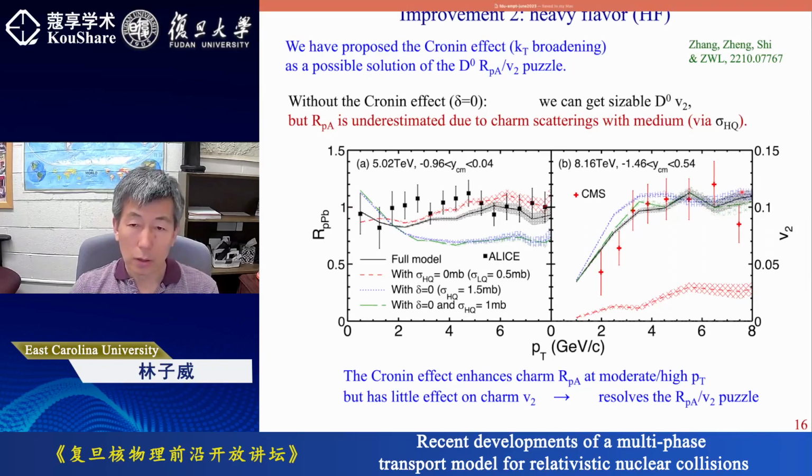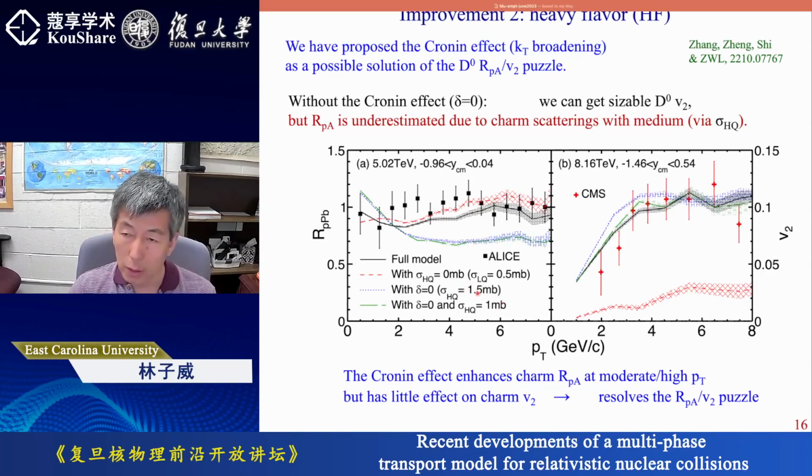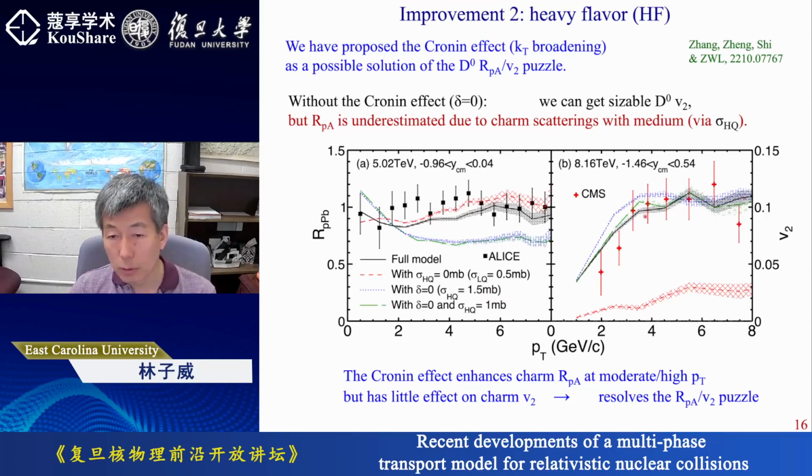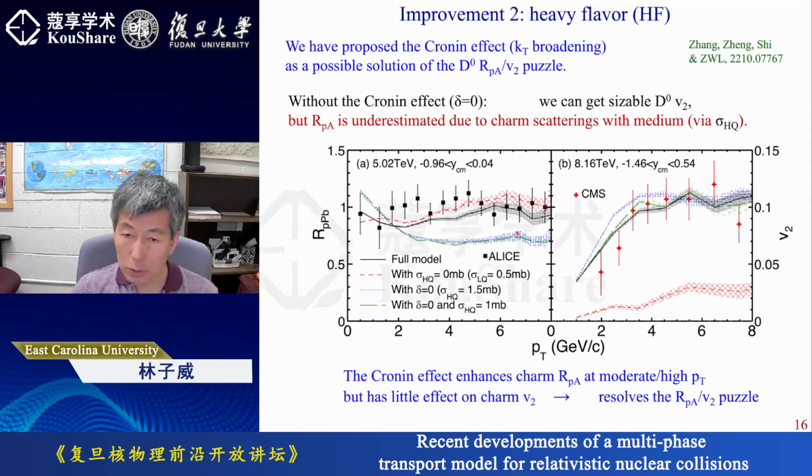And normally, if we want to get a sizable v2, we need parton interactions for the heavy quark. For example, a heavy quark interaction with the light quarks at the magnitude of 1 millibarn or 1.5 millibarn in the parton cascade will give us a reasonable description of the D meson v2. However, if you have these interactions of the heavy quark, you will have the kind of jet quenching effect, which will suppress the charm pT spectrum at moderate to high pT, as we can see from here. So these two lines represent the effect of heavy quark interaction with the medium. So the R_pA is going down with pT, which is not consistent with the data.